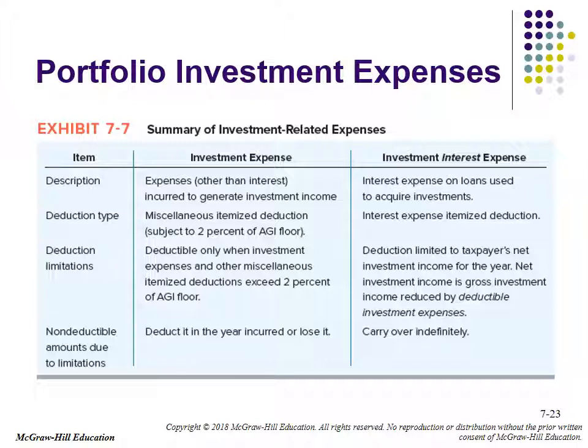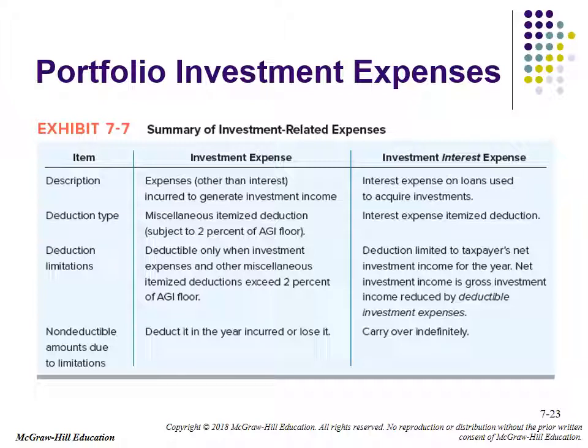Okay, finally, on page 7-25 and on the slide in front of you, you can see there are investment expenses that are directly related to us purchasing investments and keeping them. Things like expenses that we have to pay someone to generate investment income, commissions to brokers. Maybe we have to pay someone for investment advisement. Maybe we have to pay a lawyer to help us with our investments, or an accountant to help us with our investments.